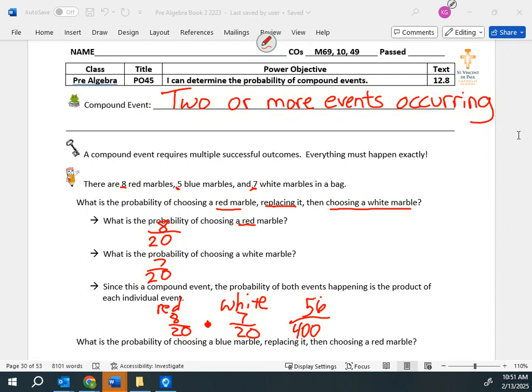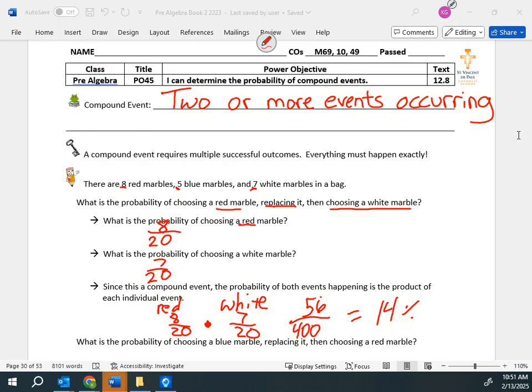Now, I don't need to leave it as a fraction. I'm going to turn it right into a percentage. I don't have to worry about simplifying. I'm looking for the percentage on this page. What percent would that be, Graham? 14%. 56 divided by 400 gets me that 14%.